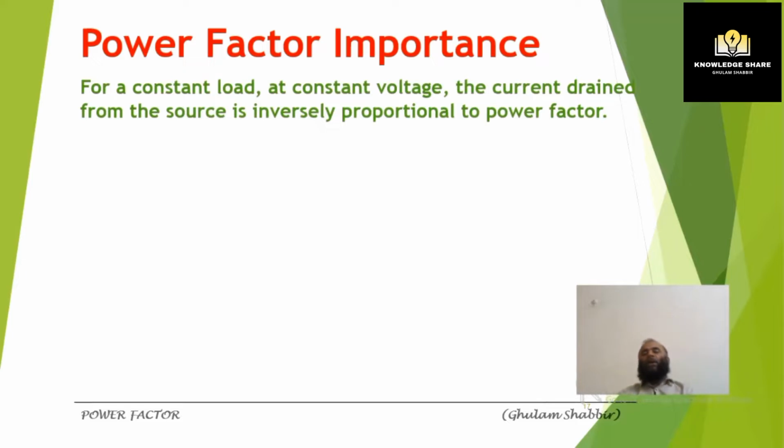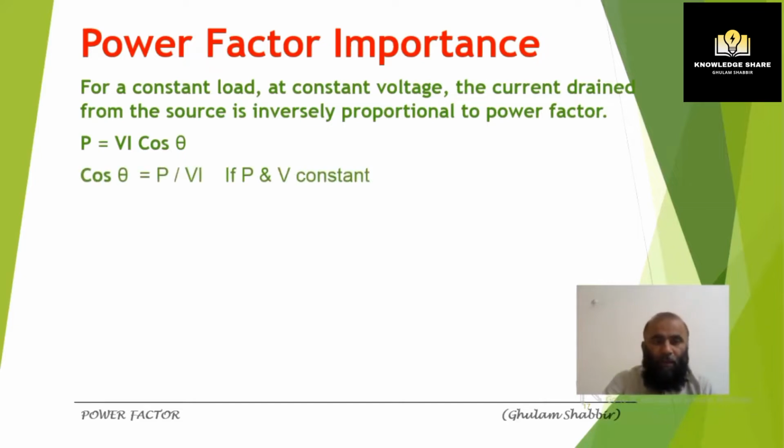So, for a constant load at a constant voltage, the current drawn from the source is inversely proportional to the power factor. We can say the real power P is equal to VI into cos phi. So cos phi will be equal to P divided by voltage into current. As power and voltage are constant, the cos phi, that is the power factor, is inversely proportional to the current.